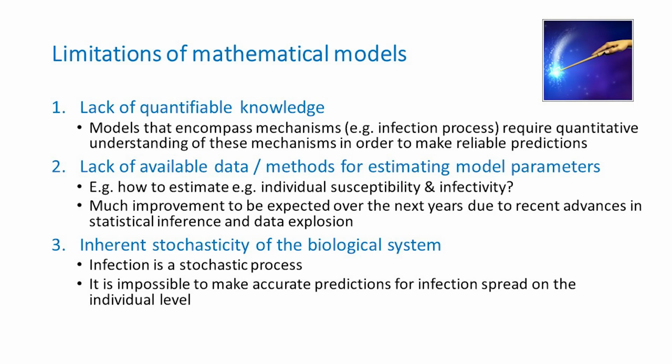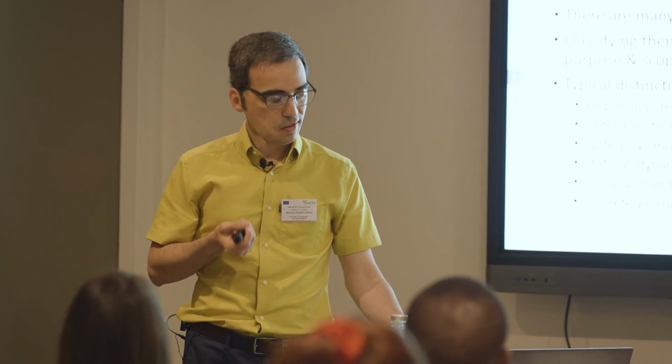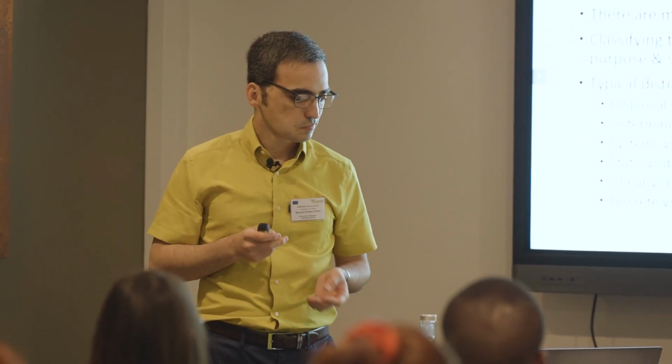So now we have learned a little about mathematical modeling in general. Let's see what types are out there. Depending on the criteria you use, you can divide mathematical modeling into different groups. We have empirical versus mechanistic. We'll talk about that in the next slide. We can have deterministic and stochastic. We'll talk about that too. Depending on the scale you use, you can divide your mathematical modeling all the way from systems modeling down to very small, like the scale of molecules, or even things in between.